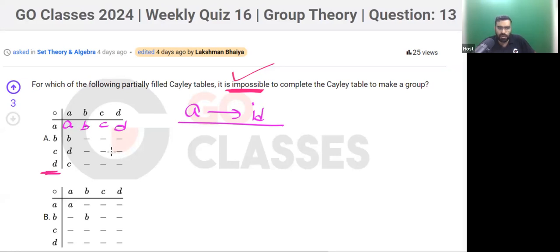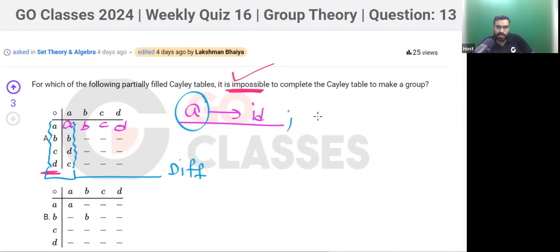Let me know. Now what? Now can you notice? A is the identity element. Remember, A is the identity element. Now what is the next step? Now you can easily notice that if A is the identity element, then this column must be the same as this column. They must be the same, but they are different. You can easily notice. It means A is not identity element.